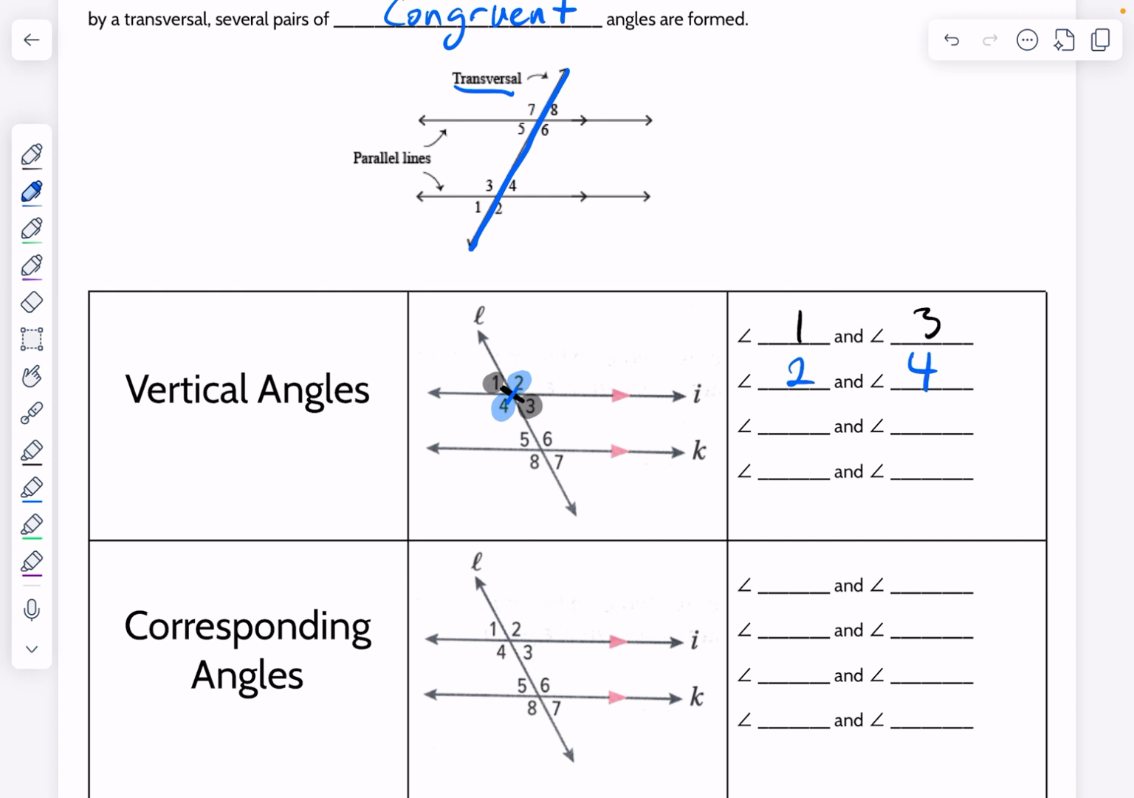We can do that in the next intersection here. So angle 5 is directly across from 7. And angle 6 is directly across from 8. So these pairs will be equivalent to each other.